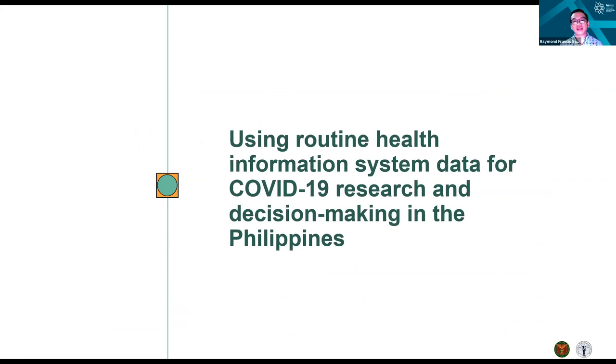So using routine health information system data was not limited to rare disease management, to genetic disease care management, but is also something that we extended to COVID-19 research and decision making in the Philippines. Next slide, please.